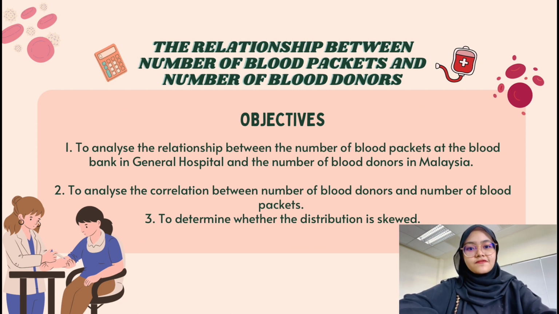First objective is to analyze the relationship between the number of blood packets at the blood bank in General Hospital and the number of blood donors in Malaysia. Second, to analyze the correlation between the number of blood donors and the number of blood packets. Last but not least, to determine whether the distribution is skewed.